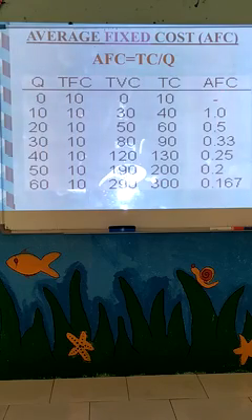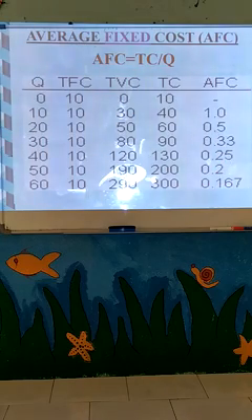And first, the TFC was 10 divided by the quantity. Quantity also 10. 10 by 10, answer is 1. Next 10 by 20, it will go to 0.5. 10 by 30, 0.33. Same way you will go. TFC is 10, 10 divided by quantity 60 is equal to 0.167. So this is AFC, average fixed cost. We can see the trend, how it's going. Gradually decreasing, up to a particular level it reduces.